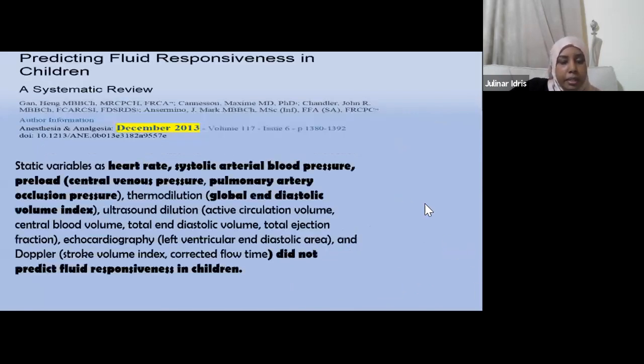This is another study that was published in 2013. This was a systematic review, reviewing the static variables like heart rate, systolic blood pressure, CVP, almost all the static measures that we are looking at in our fluid management. And the conclusion was that all these static variables did not predict fluid responsiveness in children.